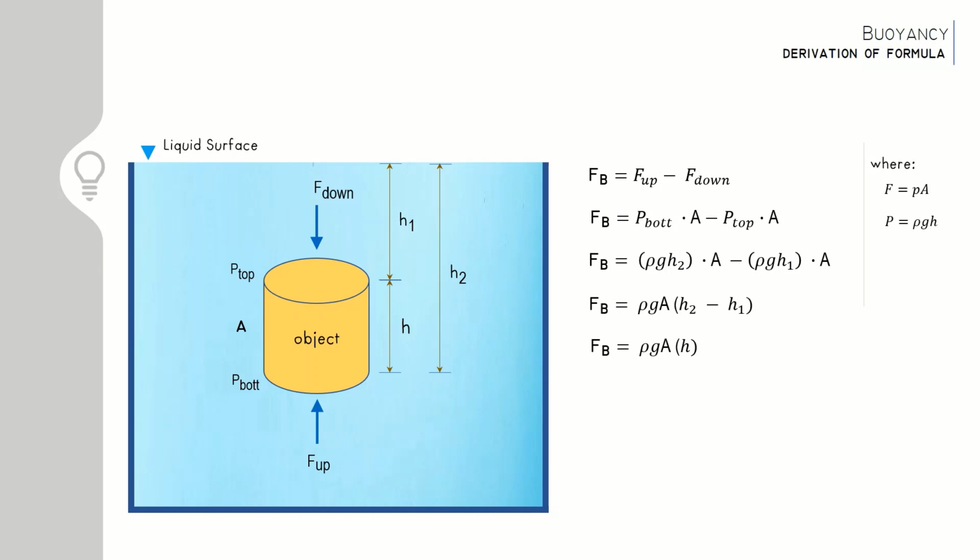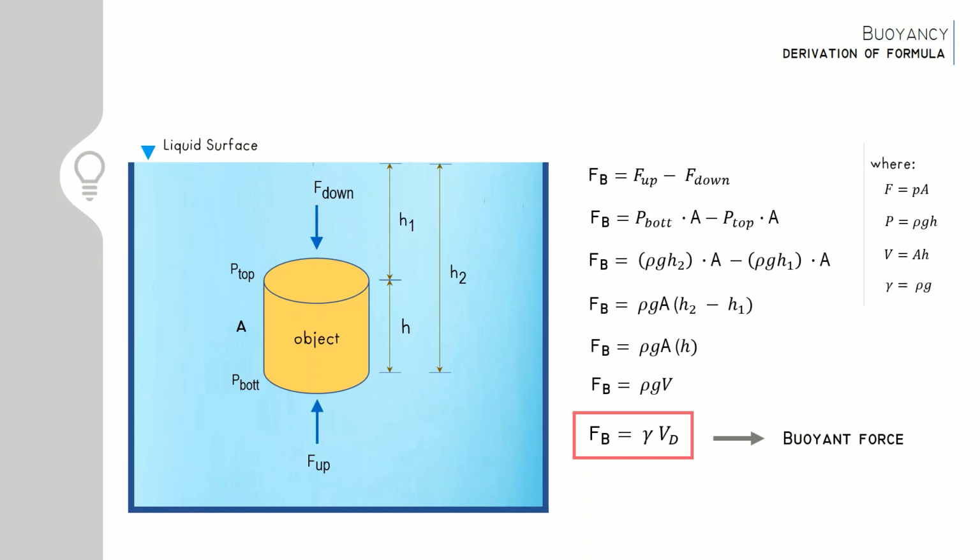As you can see in the figure, h2 minus h1 is just equal to h, which is the height of the object. And area times height is actually the volume of this object. By simplifying further, rho g is just the unit weight. So we now have the formula for the buoyant force. Buoyant force is equal to the unit weight of the fluid in which the object floats times the volume of the object displaced, or the submerged volume.